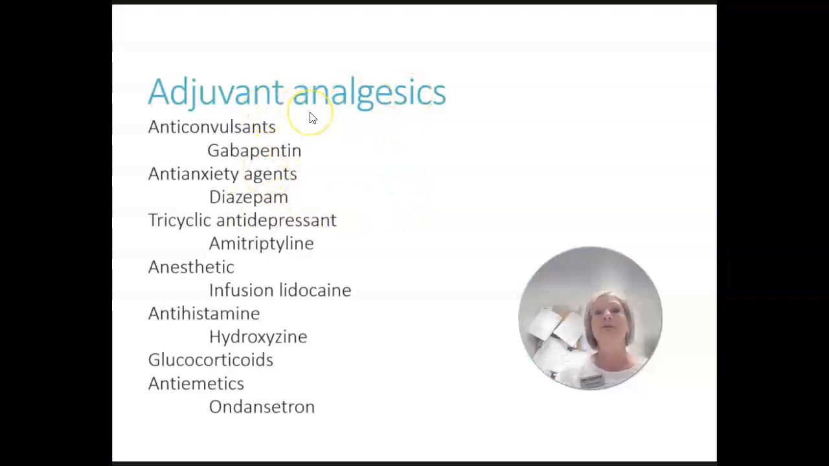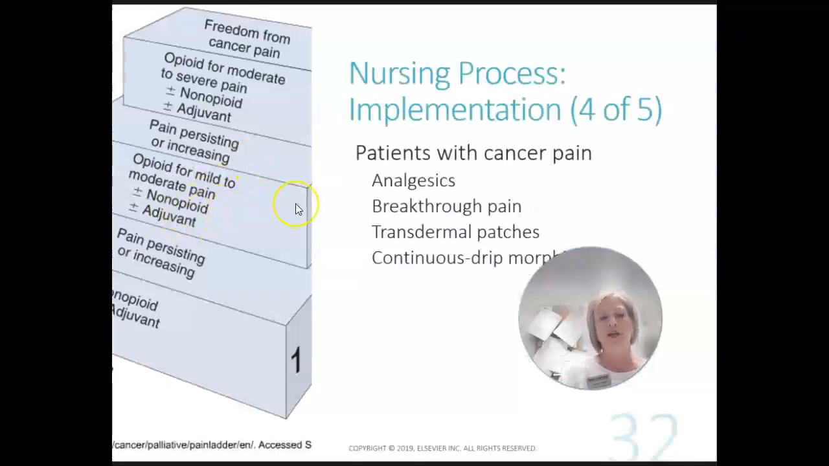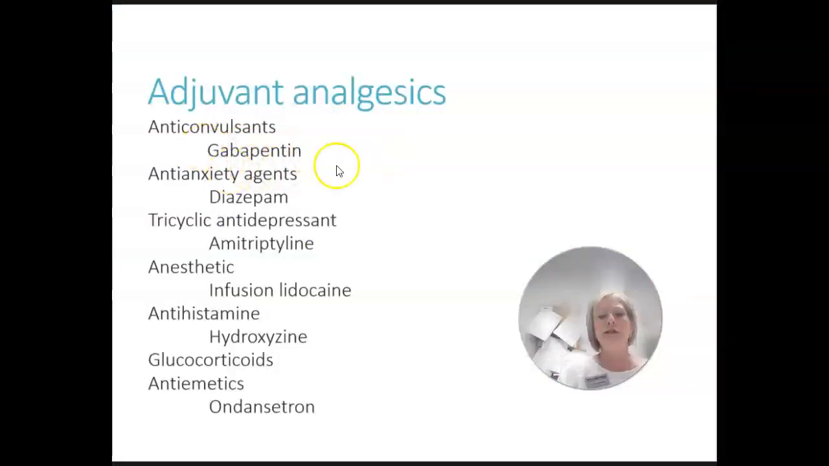Adjunct medications, remember we talked about those adjunct medications? So you go back up here to your cancer pain and they're talking about adjunct medications. So here's your adjunct analgesics that we can use. A lot of times we'll use anticonvulsants. Gabapentin is one that we use a lot. It's called Neurontin, gabapentin, and that helps a lot with your nerve pain. So if you have a patient that has neuropathy, or something that is neuropathic pain, your gabapentin will help.